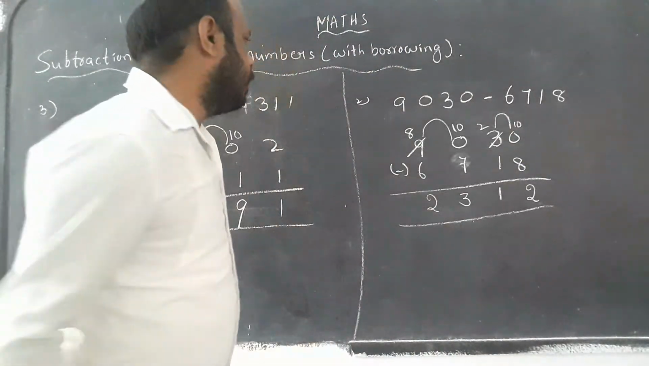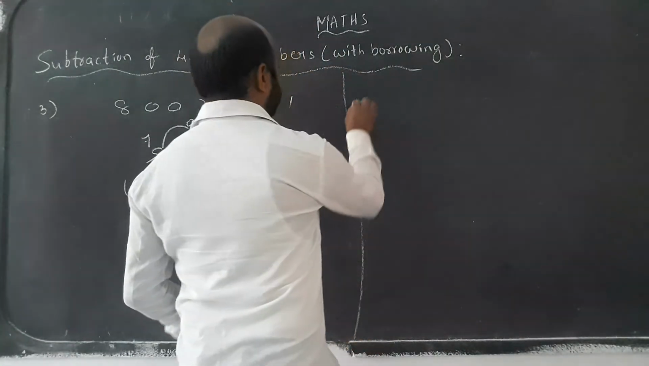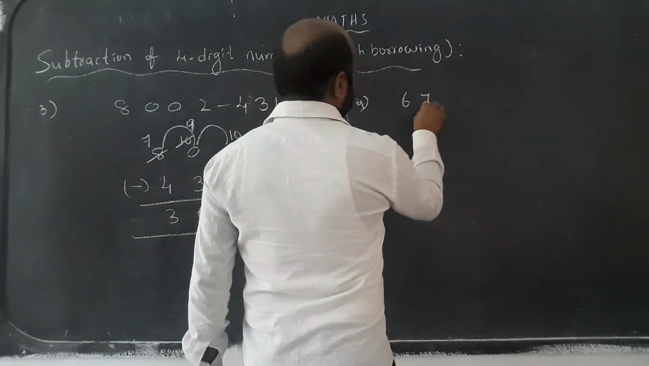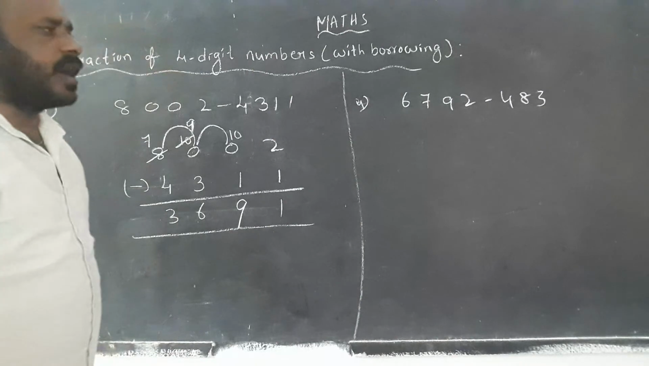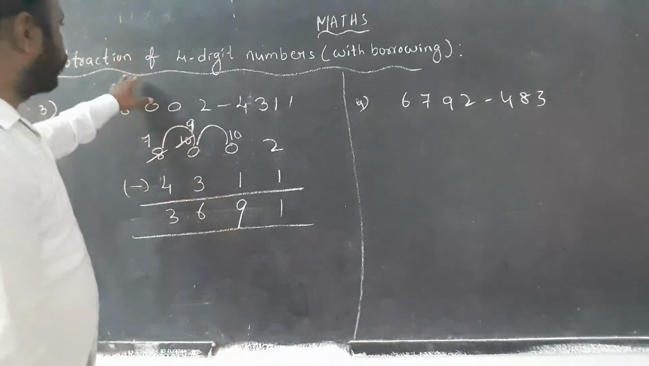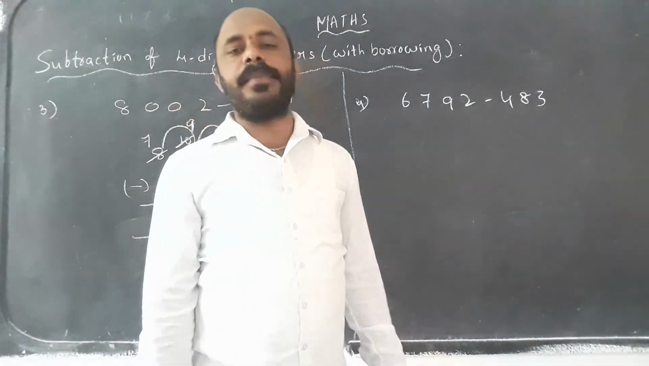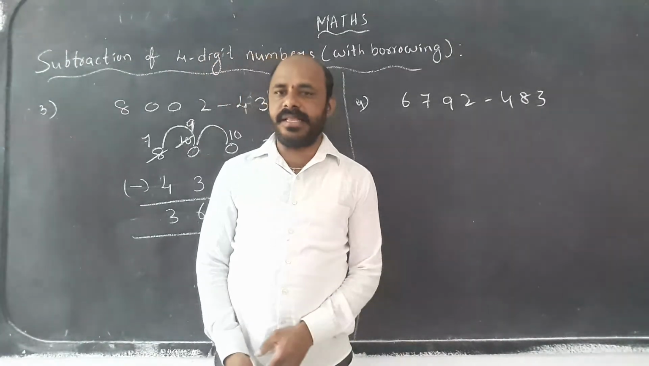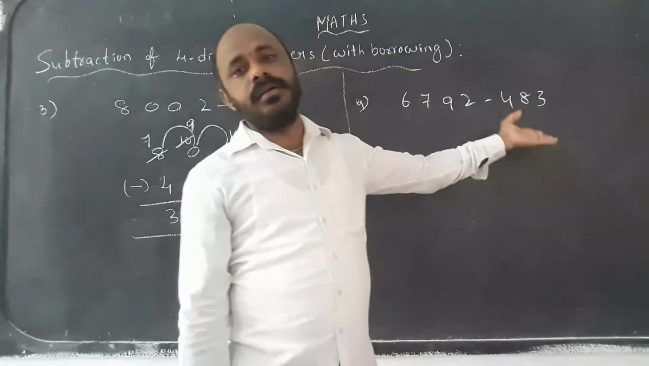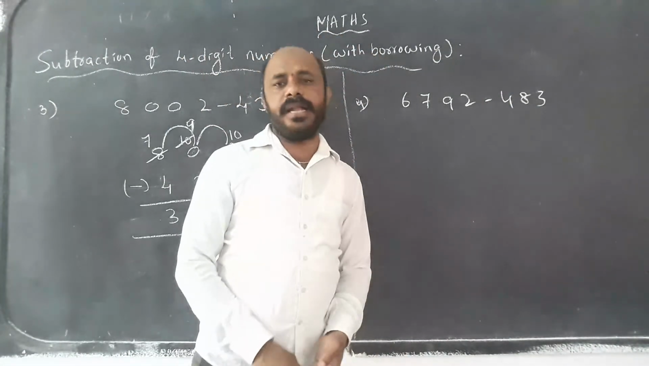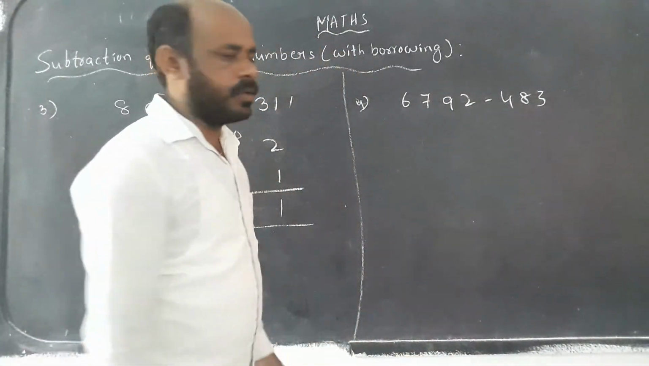For example, 6792 minus 483. Like this way we have to do it. I told only 4-digit numbers, but children always think only 4-digit numbers are compulsory. It is not like that. From a 4-digit number we can subtract a 3-digit number or a 2-digit number, but not more than 4 digits. In a 4-digit number we can subtract 3-digit numbers also.